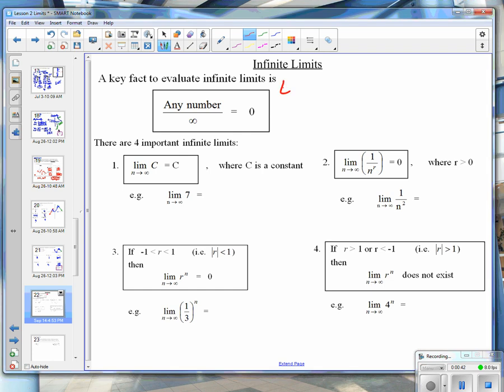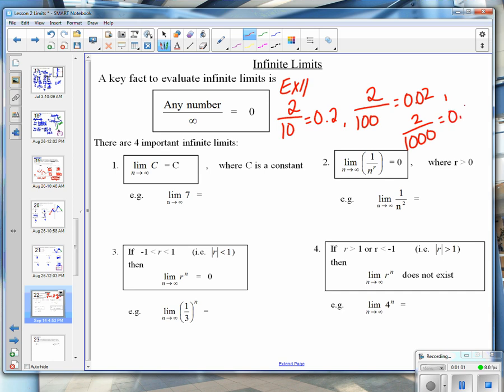So if you imagine any number, let's say 2 divided by 10. Okay, so that's going to be 0.2. Let's take that number and divide it by a number that's bigger. So 0.02. All right, now let's keep going. Remember, we're going to try and come up to infinity. So that's going to be 0.002. And you'll notice that the bigger my denominator gets, the smaller my answer actually gets.